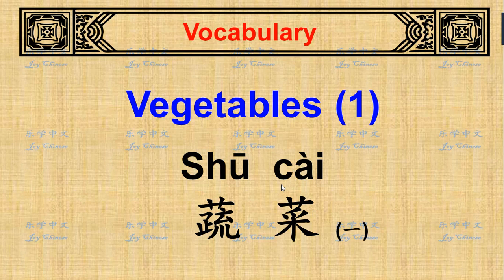吃 is a hard one. You might go back to the pronunciation part and repeat the whole thing to be able to pronounce. 蔬菜.